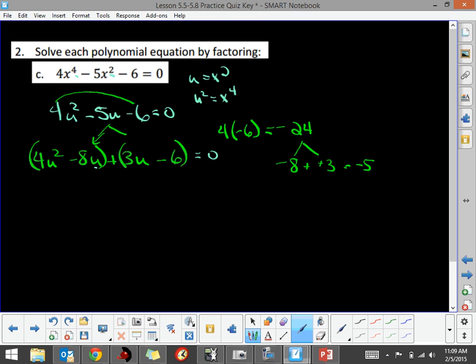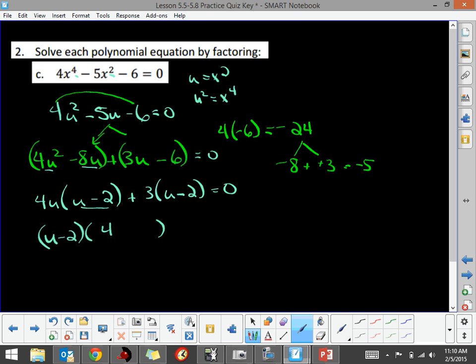Now we find something that factors out of the first grouping, which is going to be a 4u, which would be a u minus 2. I hope that I can get another u minus 2 on the other side, so plus, factor out of 3, I got a u minus 2, so it's going as planned. I factor the u minus 2 out of each of these terms, so it's u minus 2 times 4u plus 3 equals 0.